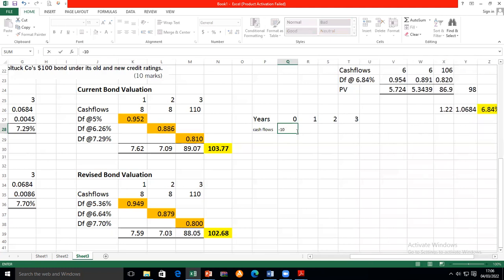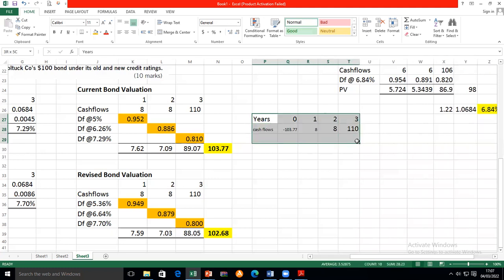Minus 103.77. And then you've got your 8, and your 110. Let's discount, please, these cash flows. Now you're experts on these ones. These ones should not give us a problem.